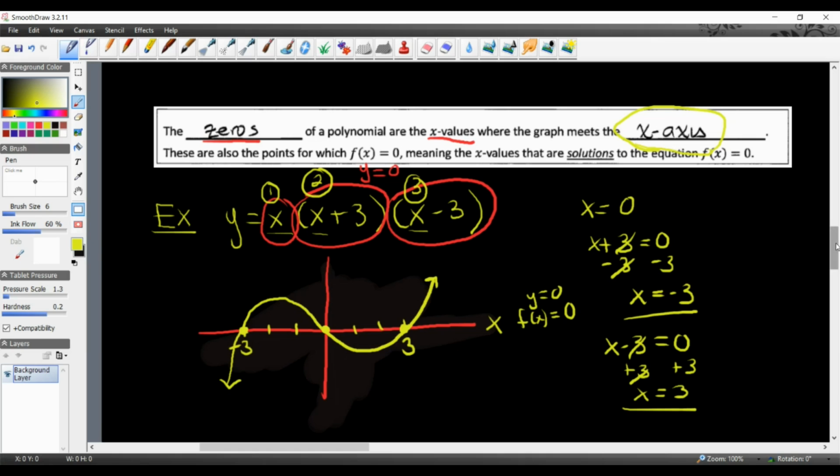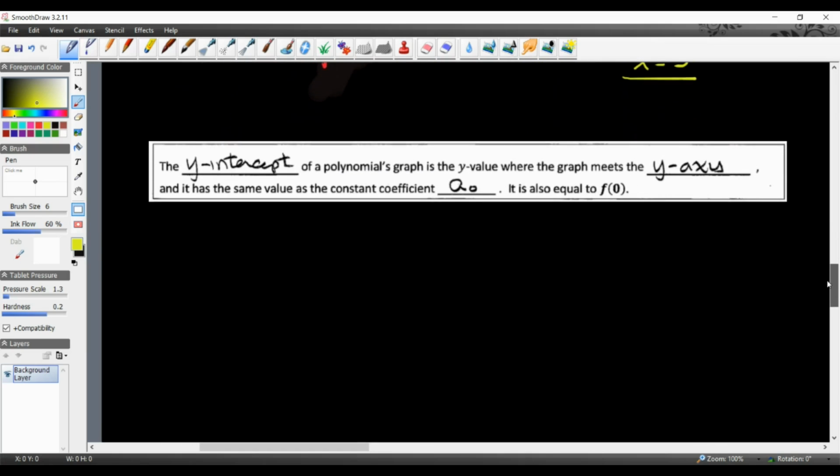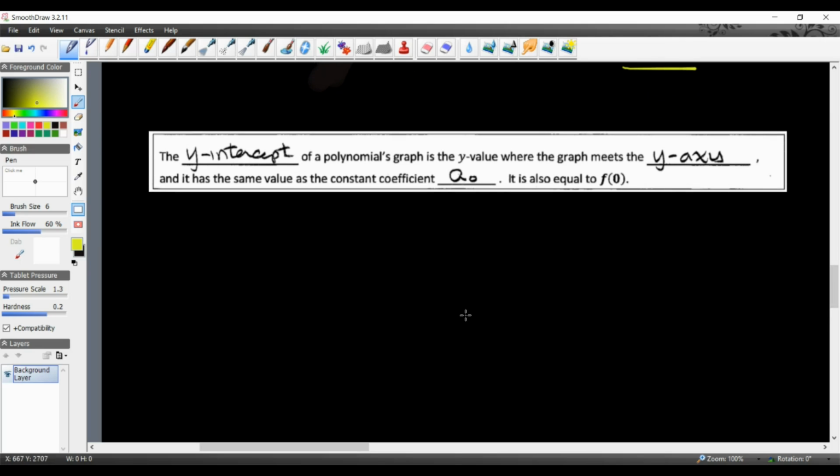Quick little example. Moving on, the y-intercept of a polynomial's graph is the y value where the graph meets the y-axis. So again, stuff that you're already familiar with. In this one, we're going to add the verbiage that it has the same value as the constant coefficient a sub 0. So remember that number we saw at the way end of that complicated looking polynomial? That is the same as our y-intercept.